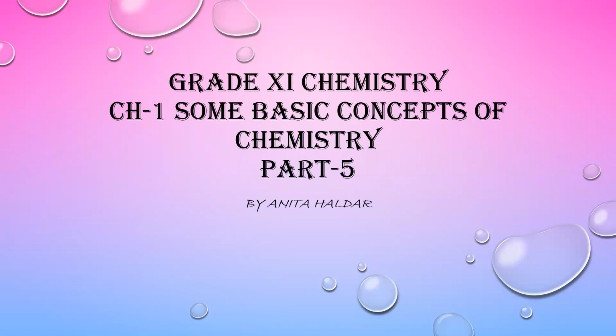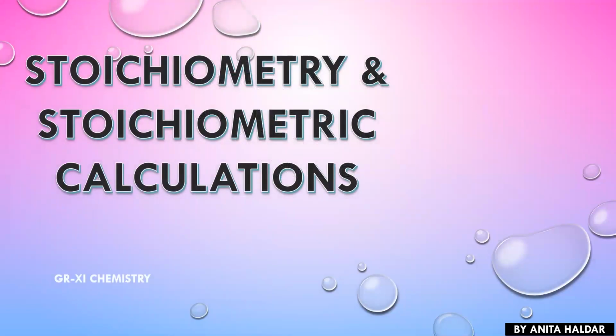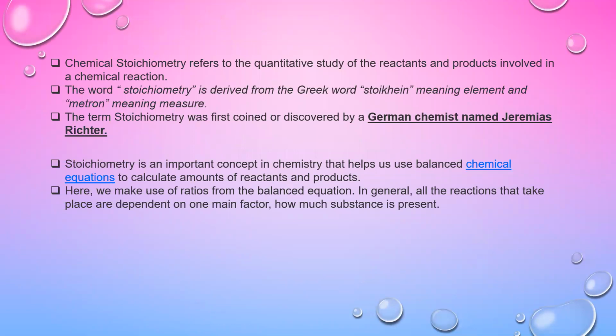Today we are going to learn some more basic concepts of chemistry, stoichiometry and stoichiometric calculations. What is stoichiometry? The word stoichiometry is derived from two Greek words, stoichion, meaning element, and metron, meaning measure. Stoichiometry thus deals with the calculations of masses of the reactants and the products involved in a chemical reaction.